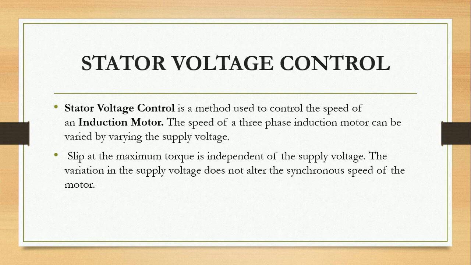By controlling this voltage, we can control the speed of an induction motor. Stator voltage control is a method used to control the speed of an induction motor. The speed of a 3-phase induction motor can be varied by varying the supply voltage. Slip at the maximum torque is independent of the supply voltage. The variation in the supply voltage does not alter the synchronous speed of the motor.